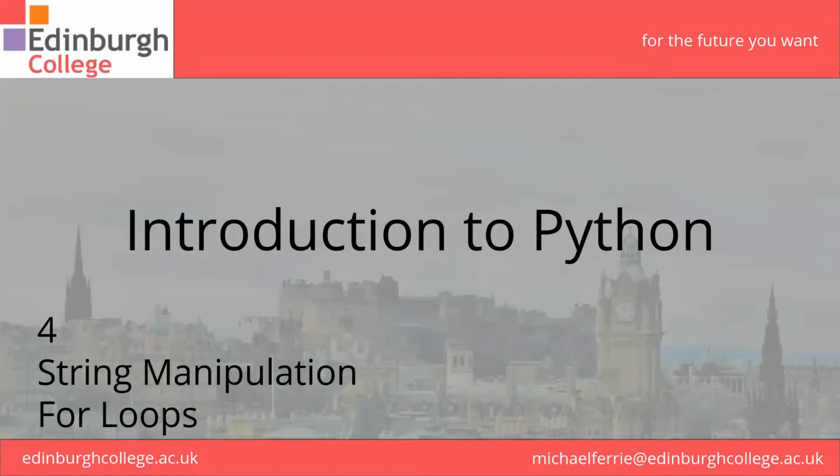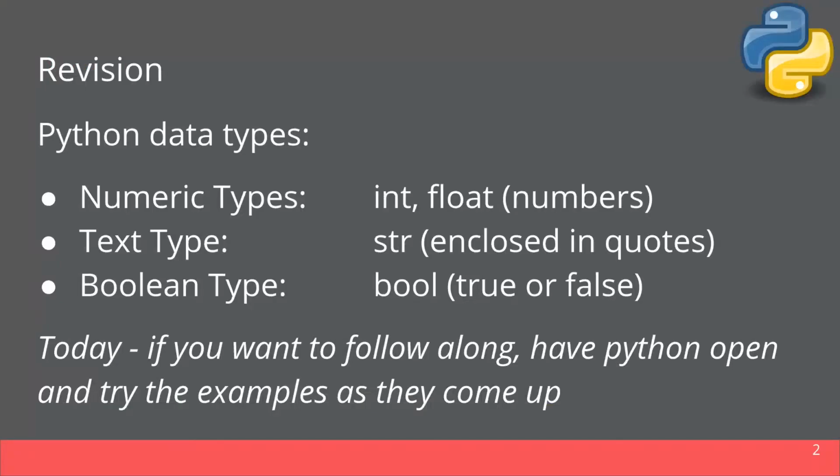This is topic 4 of the introduction to Python. And in this topic, we have two subtopics. The first one is string manipulation, and the second one is for loops. So a little bit of revision before we look at these subtopics for part 4.